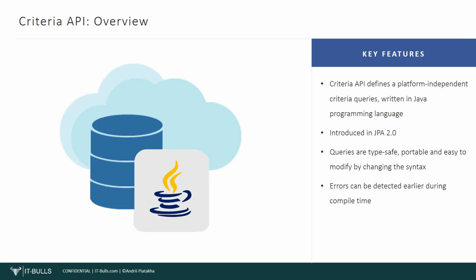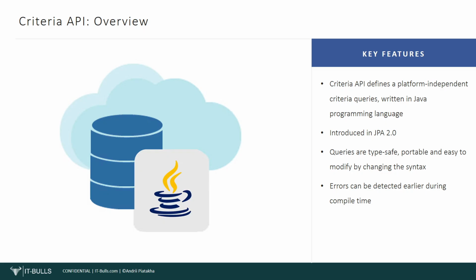The Criteria API is one of the most common ways of constructing queries for entities and their persistent state. It is just an alternative method for defining JPA queries. Criteria API defines platform-independent criteria queries, written in Java programming language. It was introduced in JPA 2.0. The main purpose behind this is to provide a type-safe way to express a query.